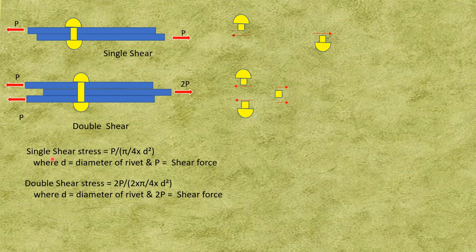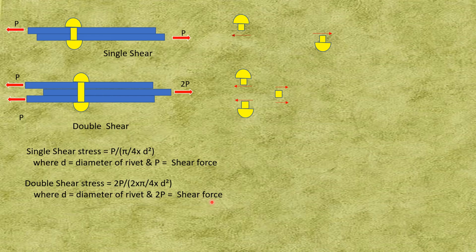Now for a single shear stress it will be this force P divided by pi by 4 d square. That is the shear stress. P is the shear force and the area under shear is pi by 4 d square, where d is the diameter of the rivet. For the double shear stress, now the force is 2P divided by, bracket open, here we have to remember we must take the area double because there are two planes. One plane is here and another plane is here. So 2 into pi by 4 into d square. This is the area under shear, where d is the diameter of the rivet and 2P is the shear force.